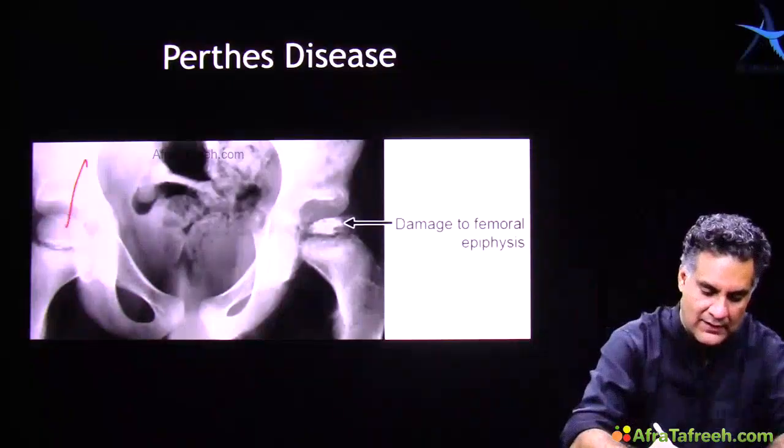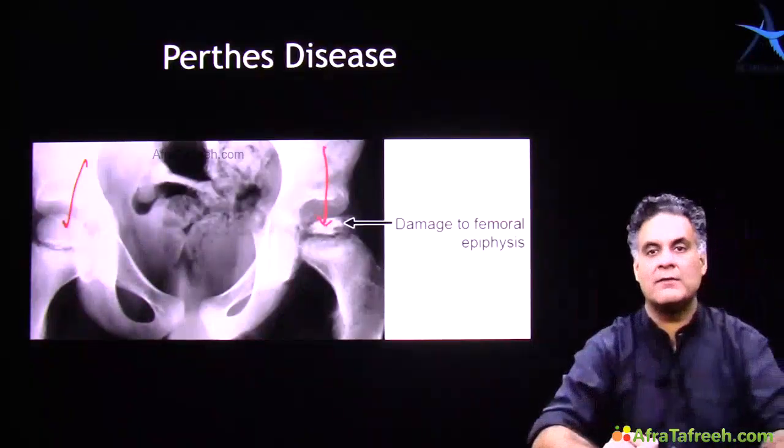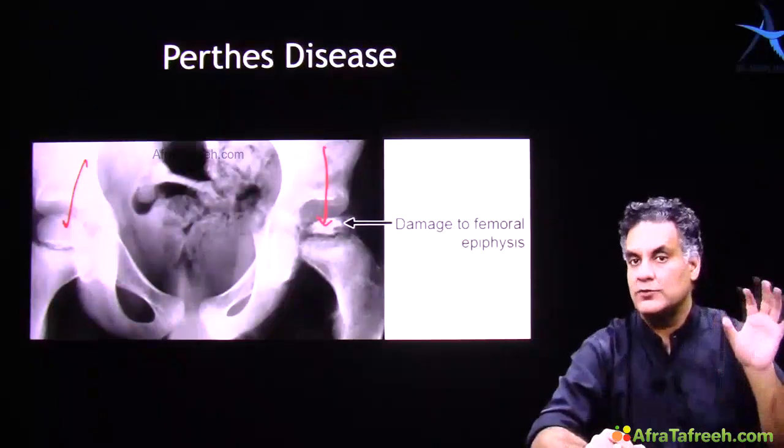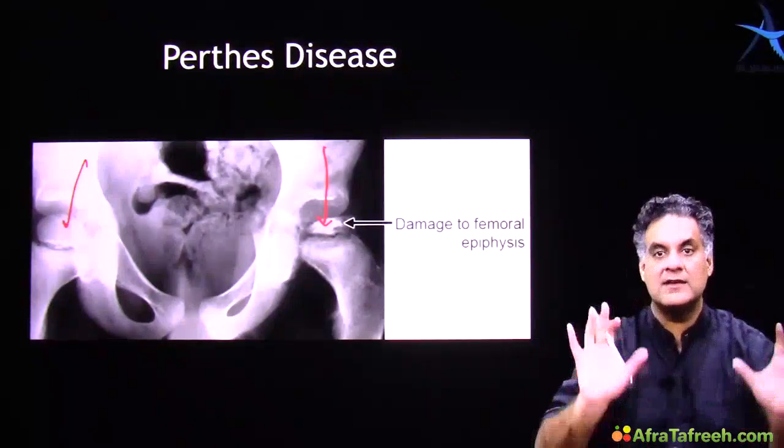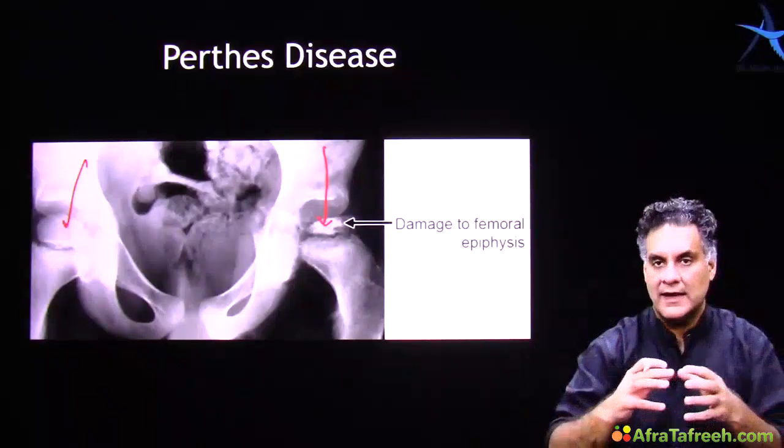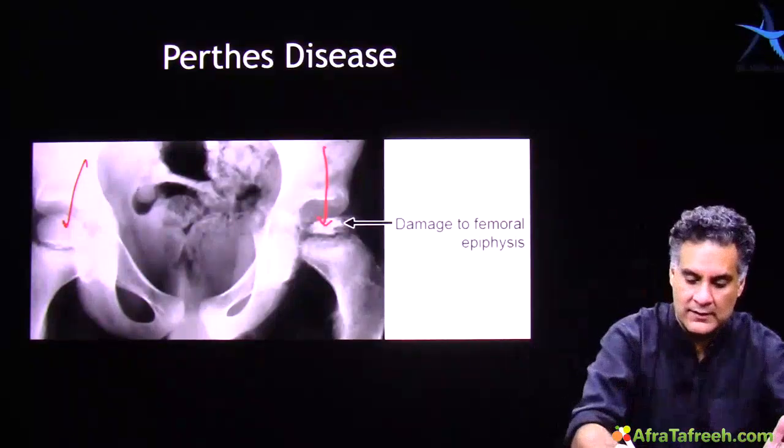This is the normal epiphysis. This is avascular necrosis of the femoral epiphysis. It's usually a painless condition, self-resolving. The head can become large and can go out of the socket.